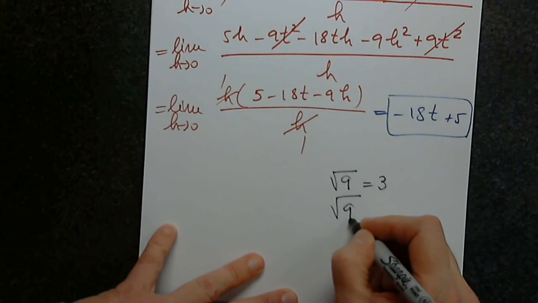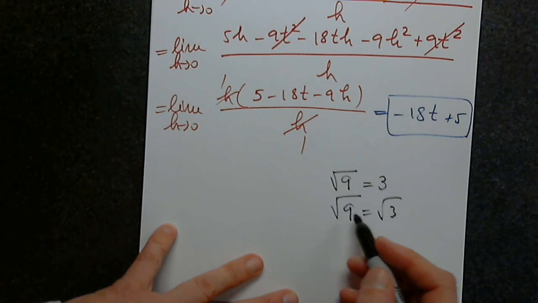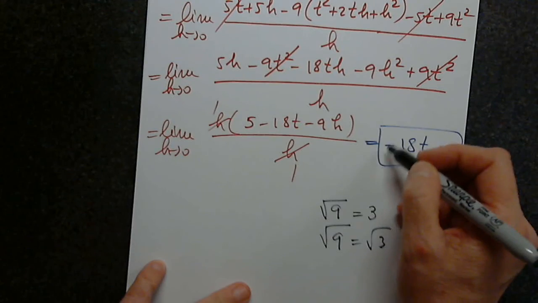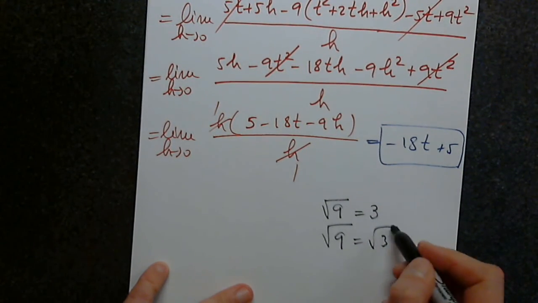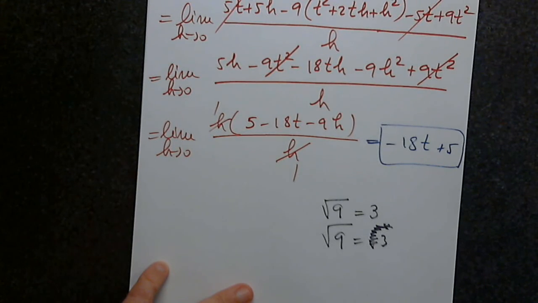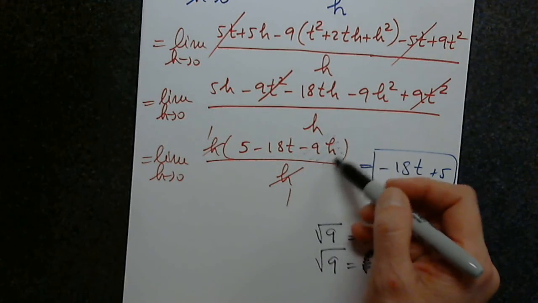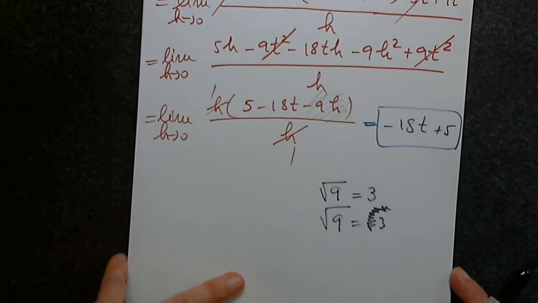Versus the square root of 9 equals the square root of 3. That makes no sense. I already applied the square root to 9. I cannot keep it. So that's why there is no reason to still keep the limit operator. I applied the limit to it. Not necessary. That would be wrong. So when h approaches 0, this goes away. So the answer is negative 18t plus 5. Any questions?